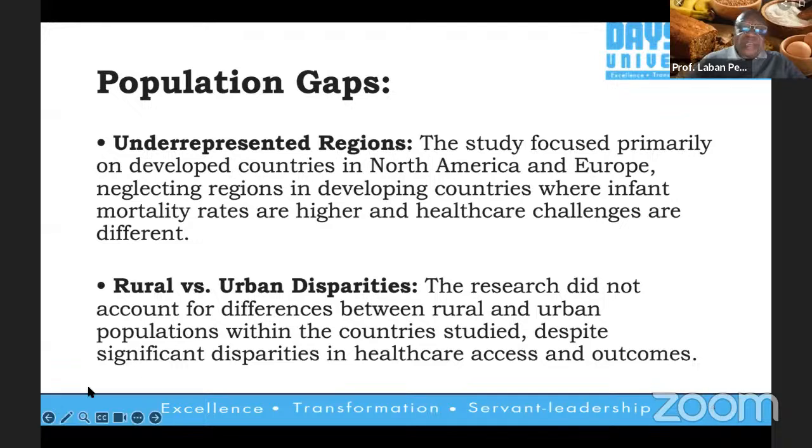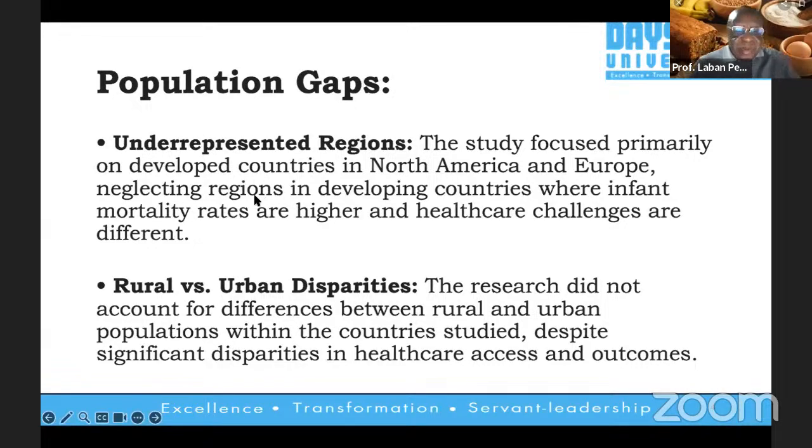You can have rural versus urban disparities. The research did not account for differences between rural and urban populations within the countries studied, despite significant disparities in healthcare access and outcomes. Remember, these are articles you are reading, and you are summarizing what you have found from that article, and you are saying, this is the population gap.